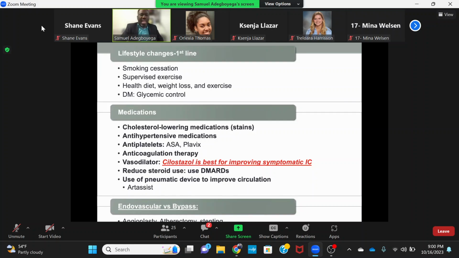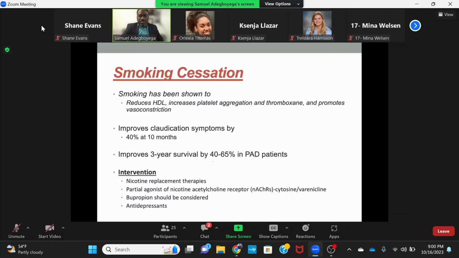So if a patient goes for angioplasty, atherectomy, stenting, or bypass, you want to place them on dual therapy, dual antiplatelet therapy, aspirin and Plavix. But if they do not go for any endovascular procedure and they say pick one, which one is better, it is clopidogrel.